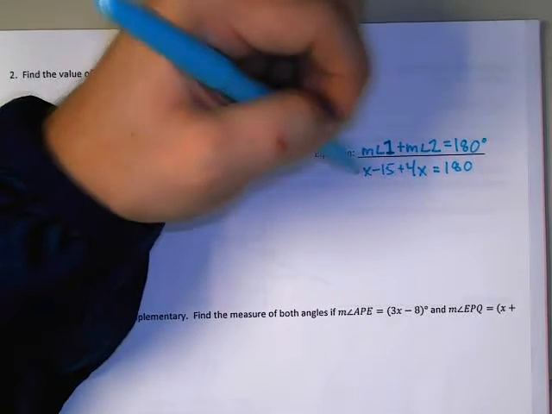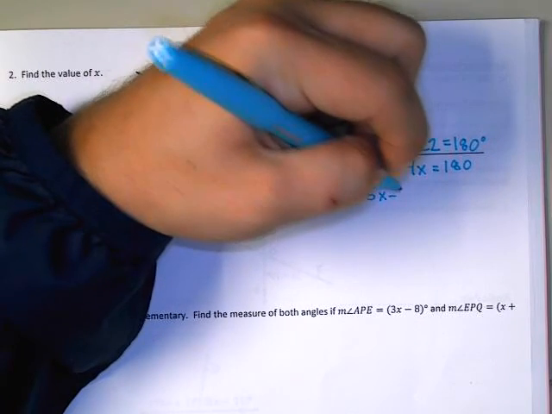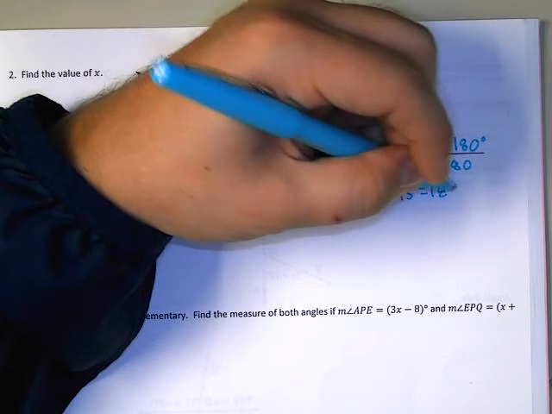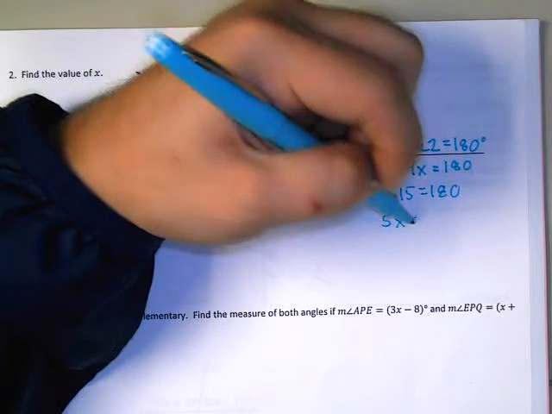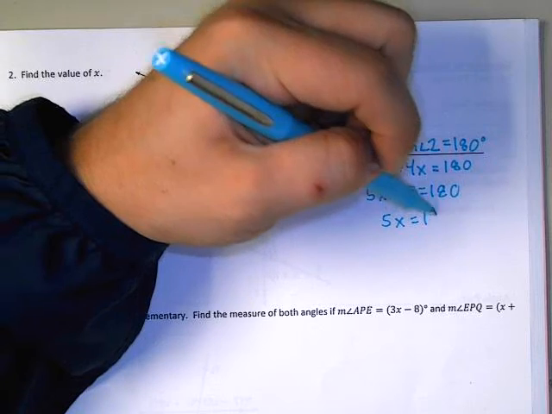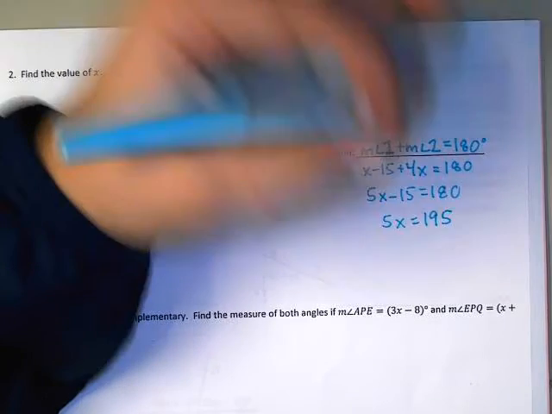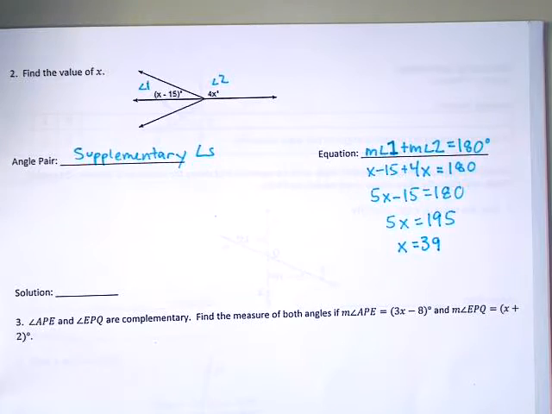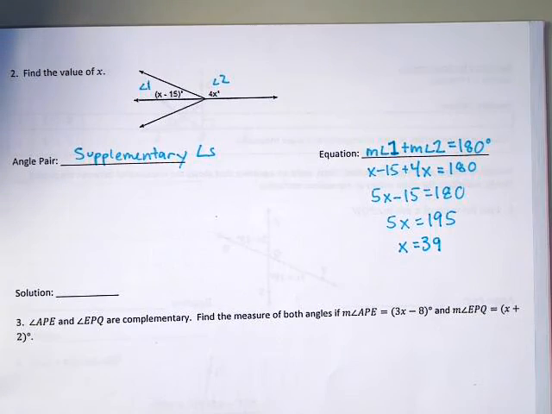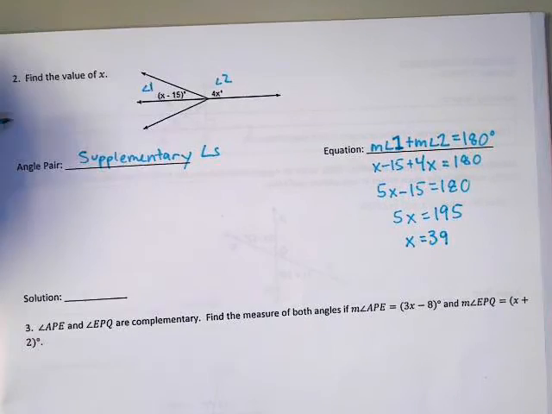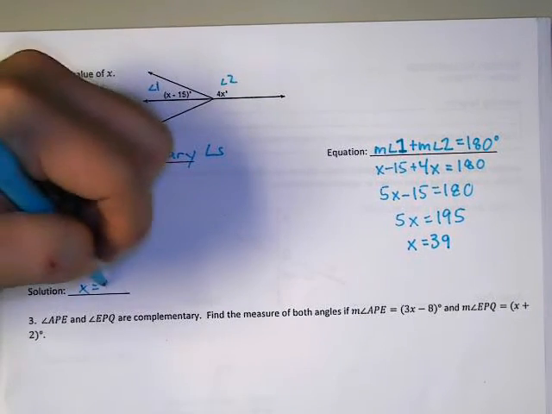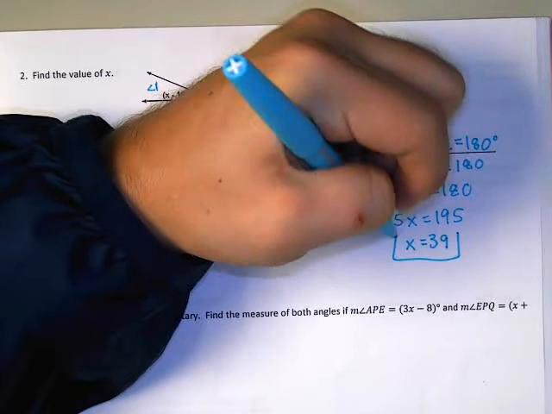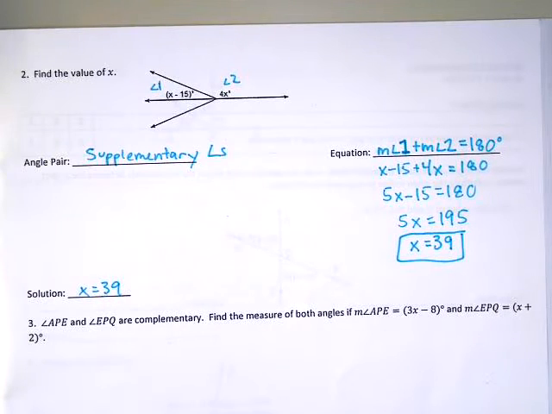If I combine like terms, I get 5x minus 15 equals 180. Or I get 5x is equal to 195. Or I get x equals 39. And I believe that is good. All right. Once again, if you want, you can write it on the solution line, or if you want to just write x equals 39, I'm completely okay with either option as long as you show me.